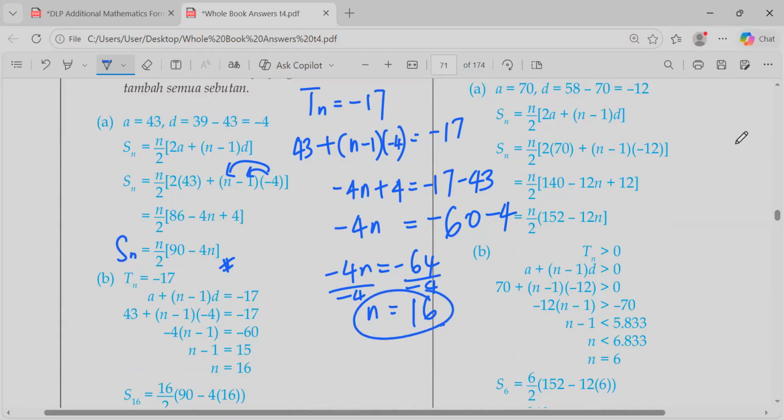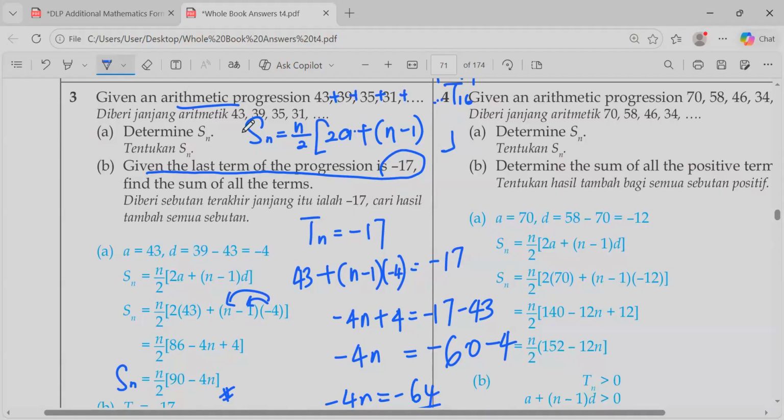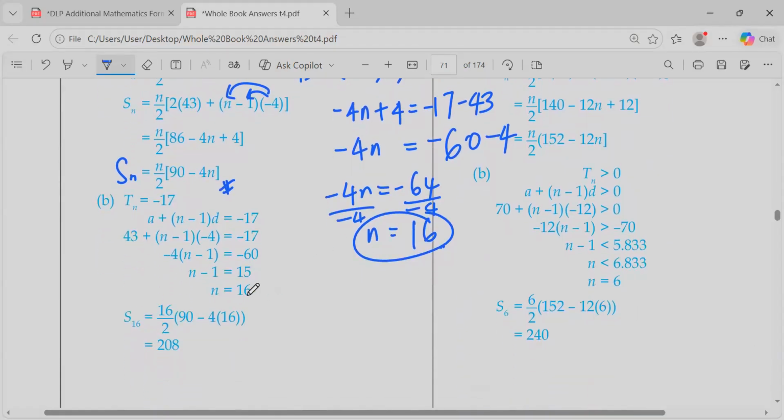Why do I need to find out n? So the 16, until the term of 16, T16 is -70. He wants to add all the values here until the 16. What is the value of that? Sum of all the terms. So after we get 16, we substitute 16 inside here, so we get the sum of the first 16.